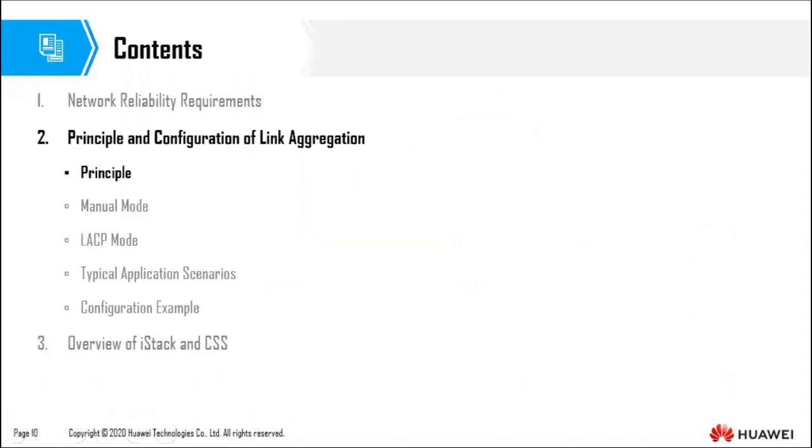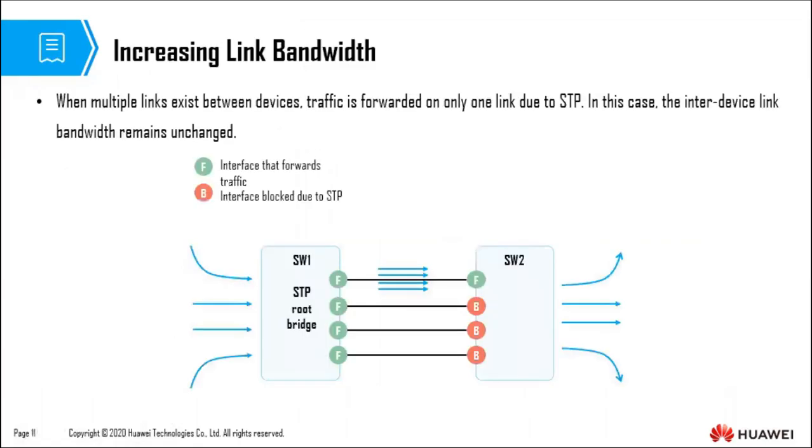So let's look at the principle and configuration of link aggregation. Link aggregation is needed because when multiple links exist between devices, traffic is forwarded on only one link due to STP. Does that make sense?